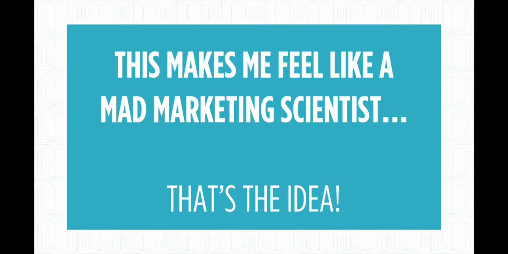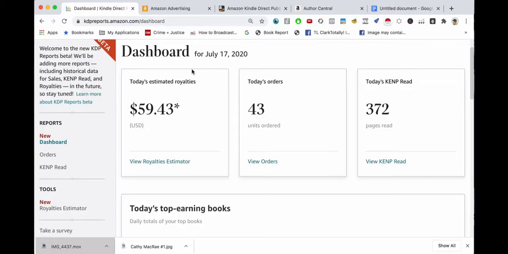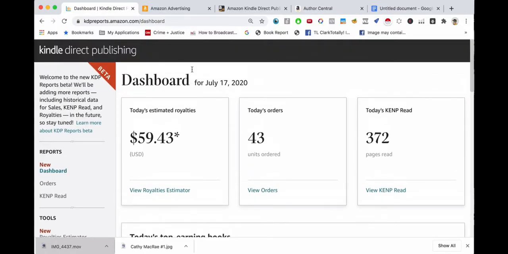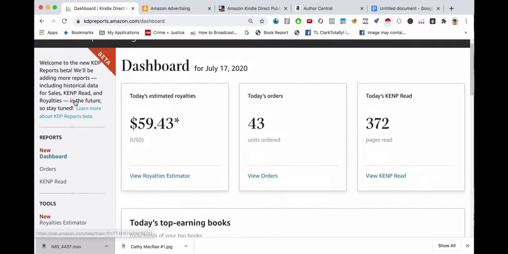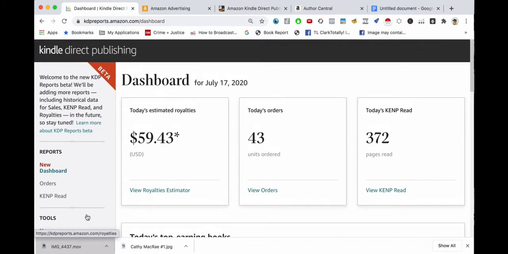Now, this may make you feel like a mad marketing scientist. You're running experiments on your book. Well, that is the idea. Let me show you how to do it. So in order to figure out our conversion rate numbers, we are going to head over to our KDP reports, but we're not going to use the royalties estimator because dollars doesn't really matter here.